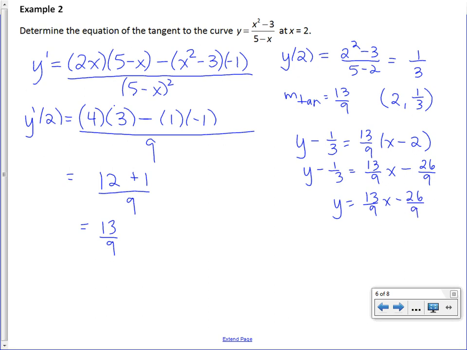And then the way I kind of think about this is I need to add 1/3, but I'm going to add the version of 1/3 that has a denominator of 9. What equivalent value of 1/3 is something over 9? 3 ninths. And then y equals 13 ninths x. Negative 26 ninths plus 3 ninths is negative 23 ninths. There you go.